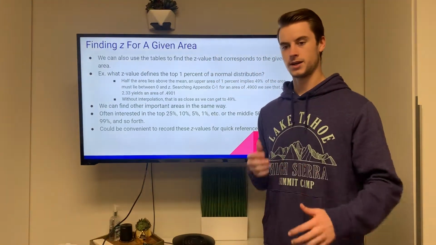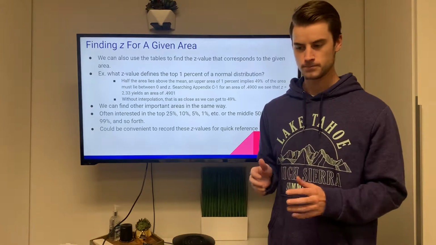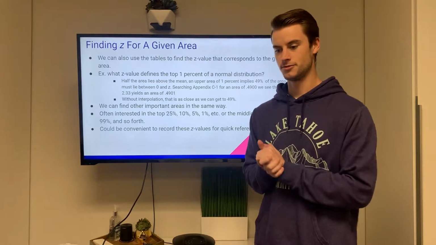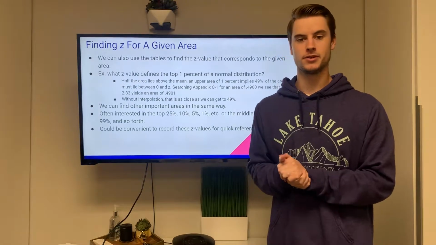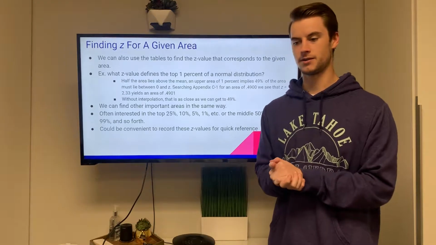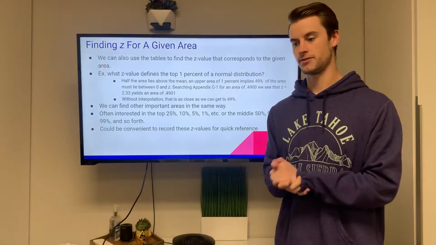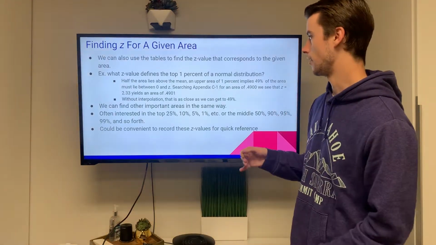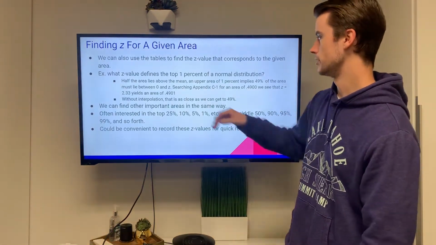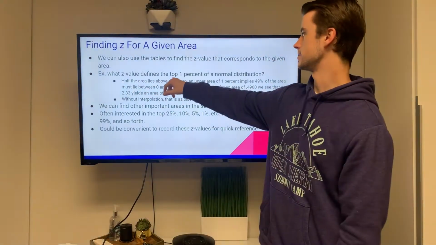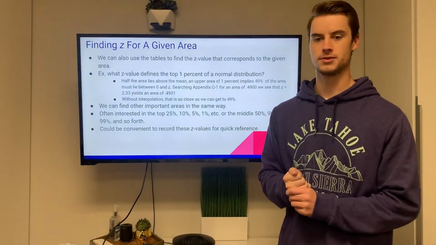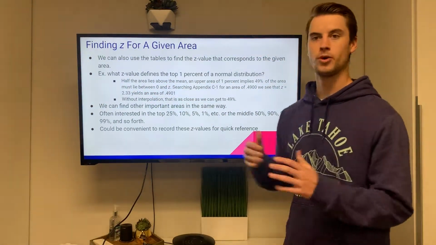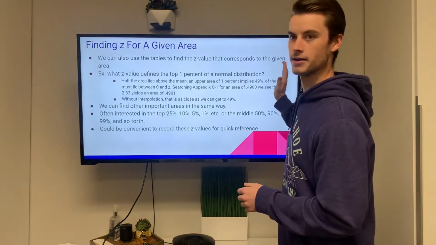Again, we can use these appendices to do different things, right? We don't need to just find probabilities, right? We can find a z-score for a given area, right? So we can be given the area, now we just need to find the z-score, all right? So in this case, what z-value defines the top 1% of a normal distribution, right? So the top 1% is everything to the right of 99, right?